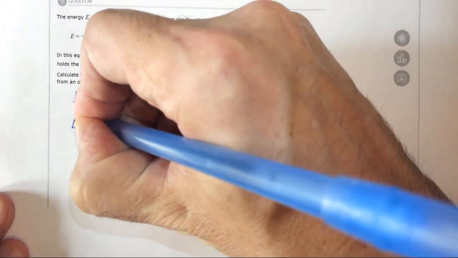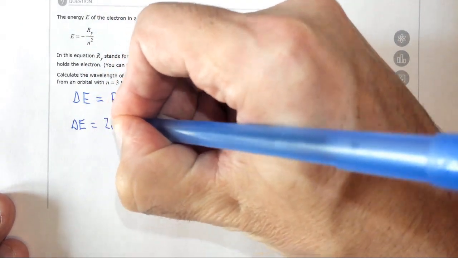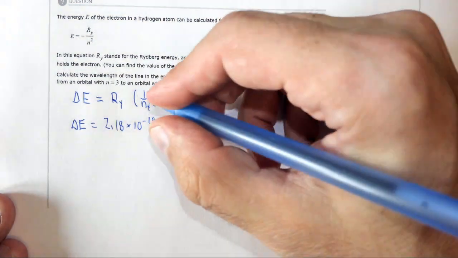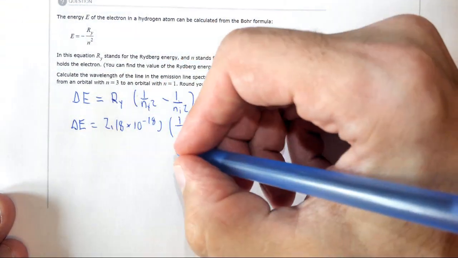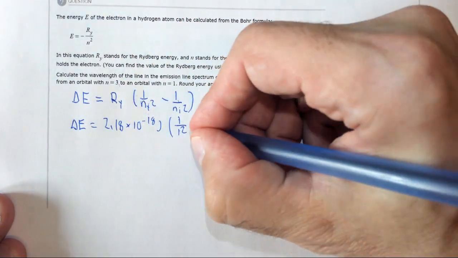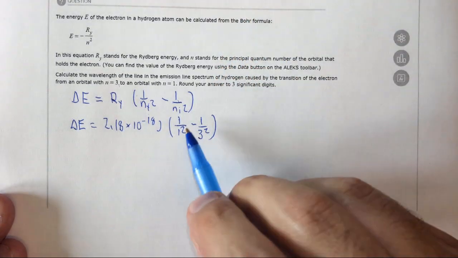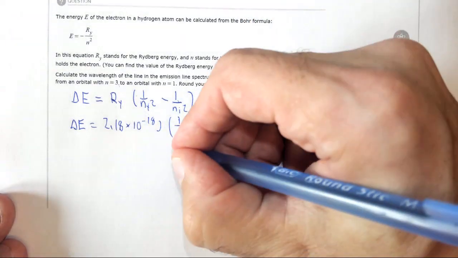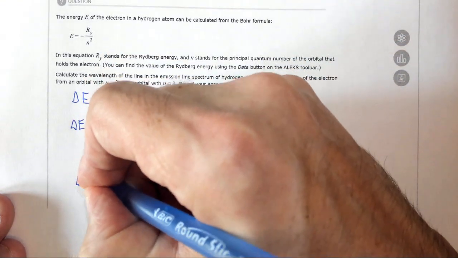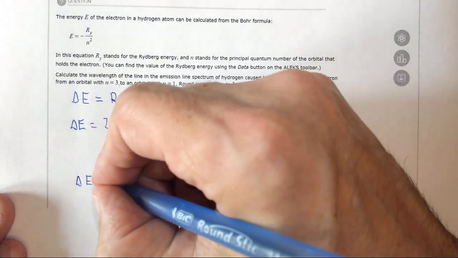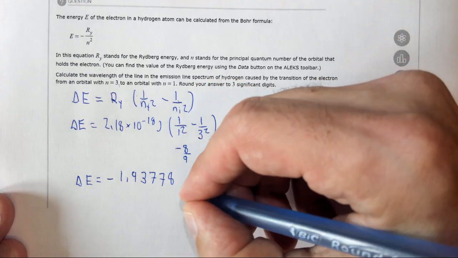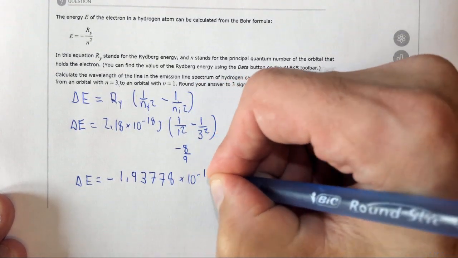Delta E equals the Rydberg constant, 2.18 times 10 to the minus 18 joules, times 1 over the final nf, which is 1 squared, minus 1 over the initial state, 3 squared. So basically you have 1 minus 1/9, which is negative 8/9. And when you do the math, you find that the change in energy equals negative 1.93778, and some more numbers, times 10 to the minus 18 joules.